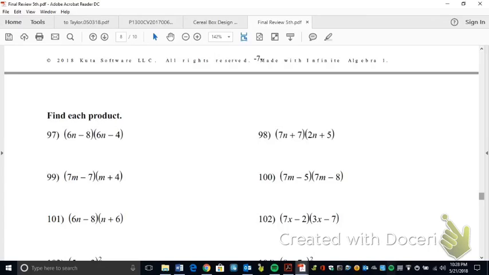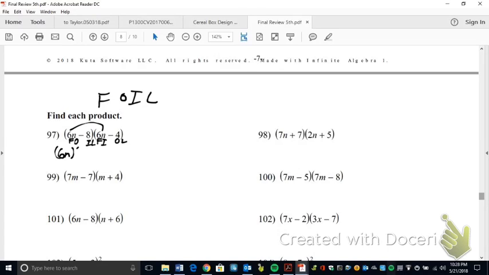Finding each product. Foiling. Okay, remember, this is first, outer, inner, last. Now that first, outer, inner, last refers to where they are in the binomial. So those two 6n's, they're my first. The 6n and the -4, those are my outer, because they're on the outside of the binomials. The -8 and the 6n are my inners, and the -8 and the -4 are my last.